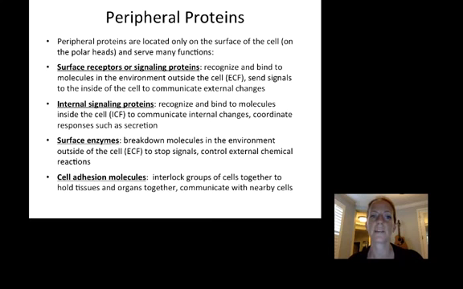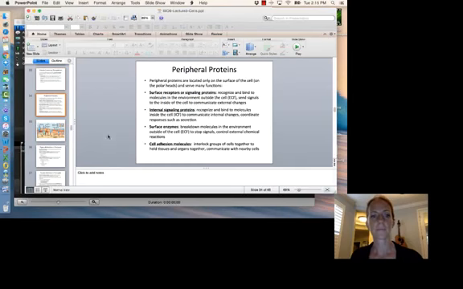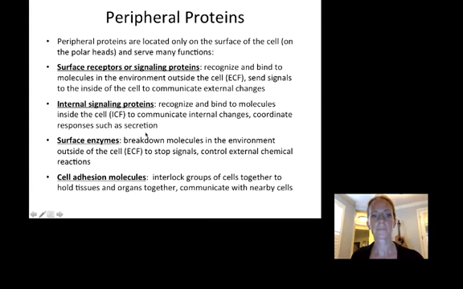Peripheral proteins are proteins on the outside of the cell, and they can be surface receptors or signaling proteins. They can recognize and bind to various molecules in the environment, communicating changes in the cell. There are also internal signaling proteins that can recognize and bind to molecules inside the cell. Surface enzymes that can break down molecules in the environment outside of the cell. And cell adhesion molecules that can link cells together to communicate or hold cells together with nearby cells.